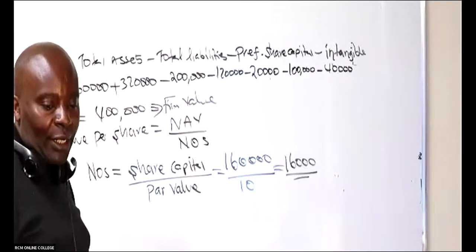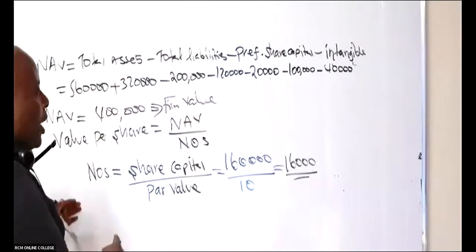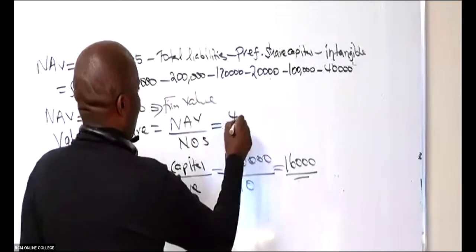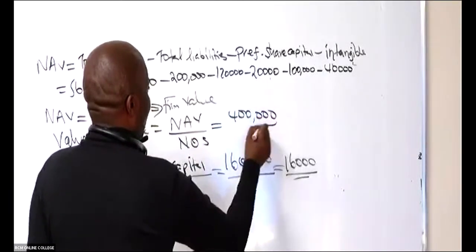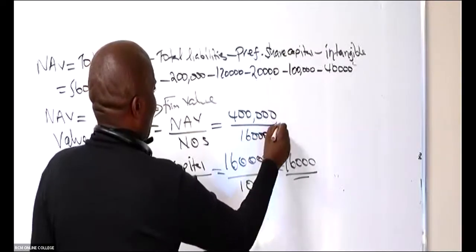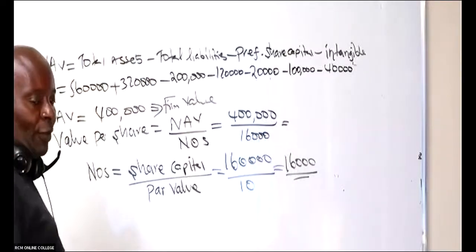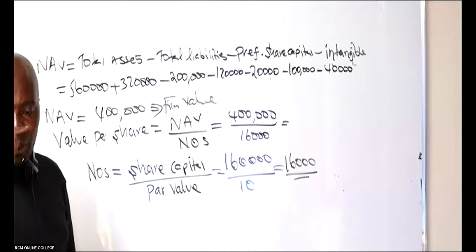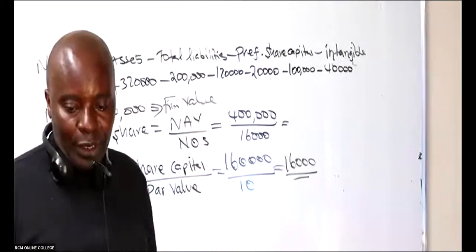And now once you get that, my good friends, you'll be able to come here and give us the NAV, which is 400,000. You divide this by 16,000 shares, which will end up giving me what value at the end of the day?